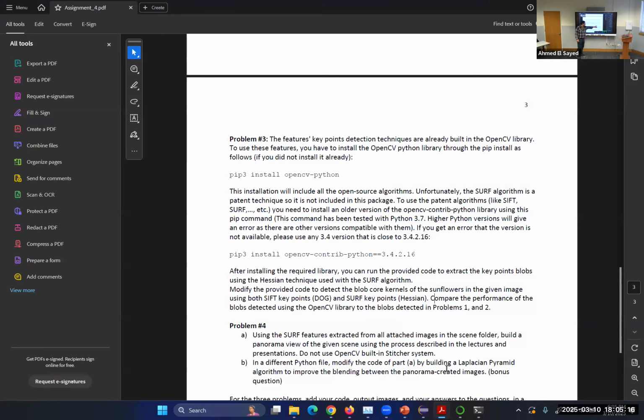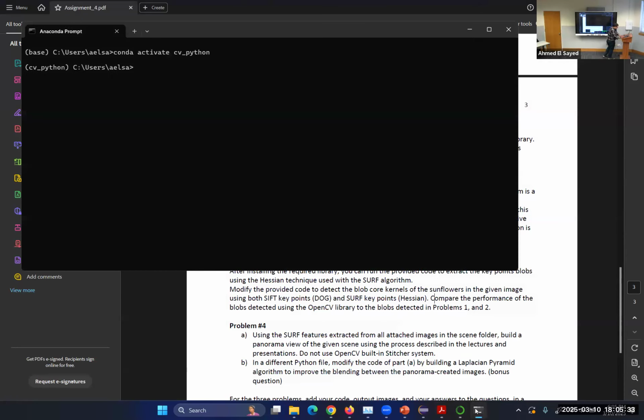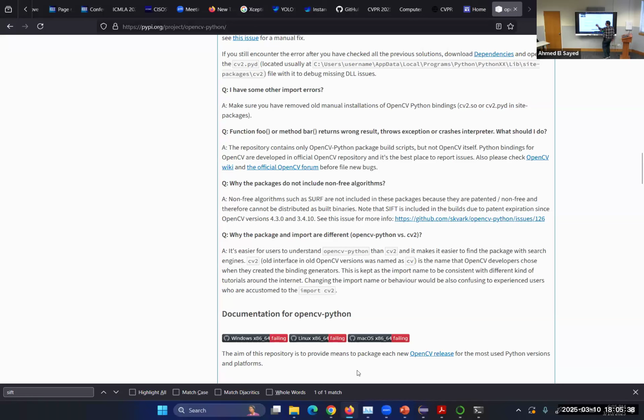something called OpenCV contrib Python version 3.4.2. If this gives you an error, find any version below 3.4.10 and install it. Any version below this will have SIFT and SURF. This is the best way to reduce the headache.